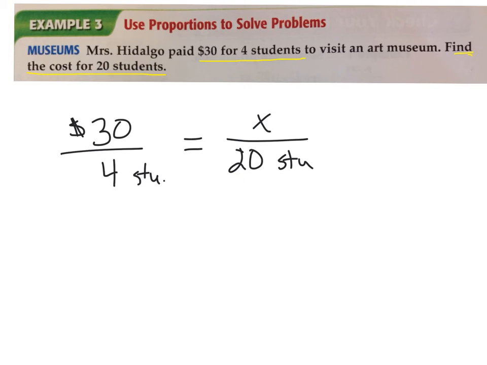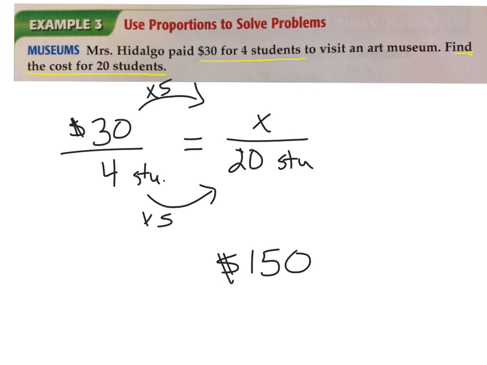So I'm going to look at this and I'm going to say I can get this proportion here by timesing both by 5, because I know 4 times 5 is 20. So that means I have to do 30 times 5, and I know from mental math that's going to give me 150, and I'm dealing with dollars. So that one ended up to be fairly simple, actually.